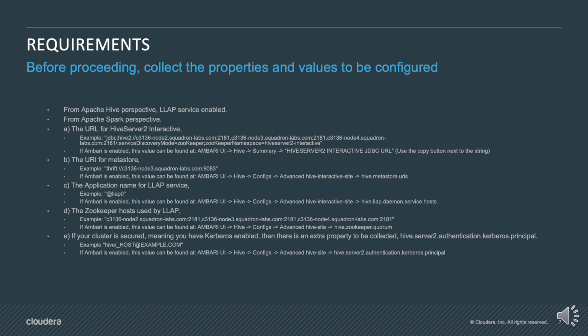If Ambari is enabled, this can be found in the same place: Hive configs, Advanced Hive site, and then filter by hive.zookeeper.quorum. If your cluster is secured, meaning you have Kerberos enabled, then there is an extra property to be collected, which is the Hive Server 2 principal. This can be found by using the filter box in Ambari and typing in hive.server2.authentication.kerberos.principal. Feel free to pause here and follow the examples and steps provided for each property.